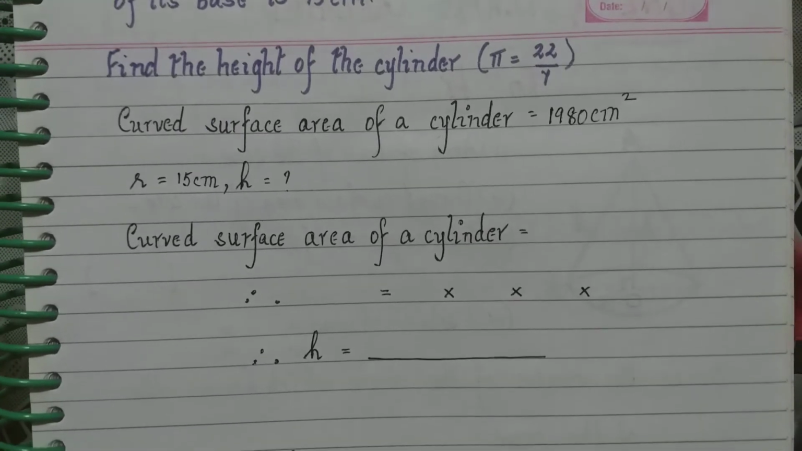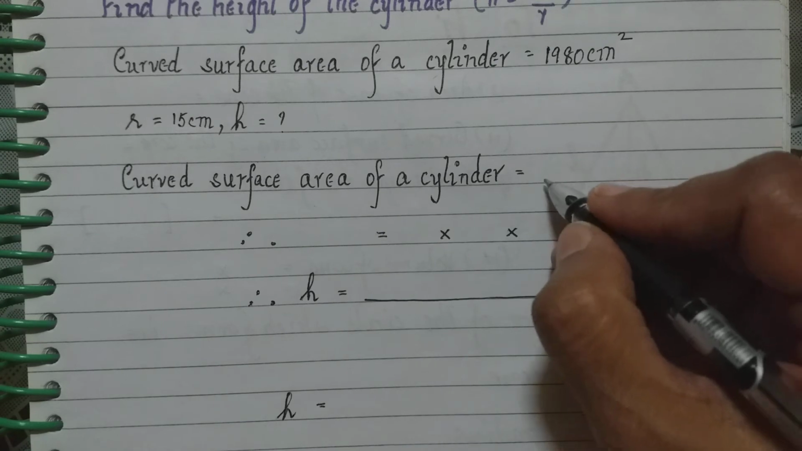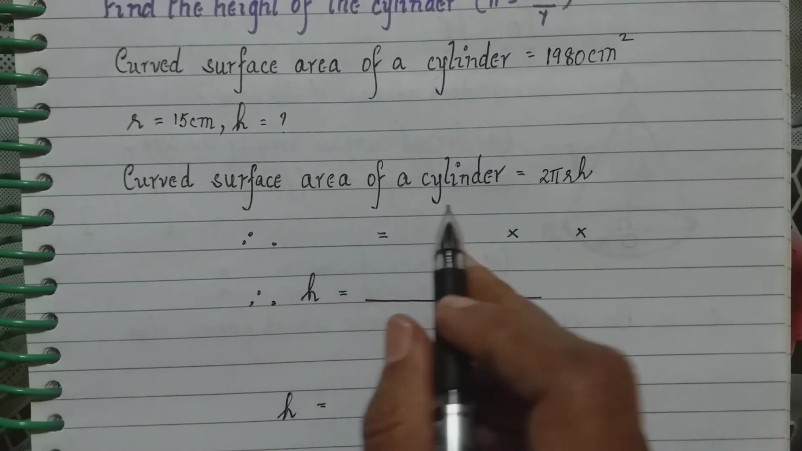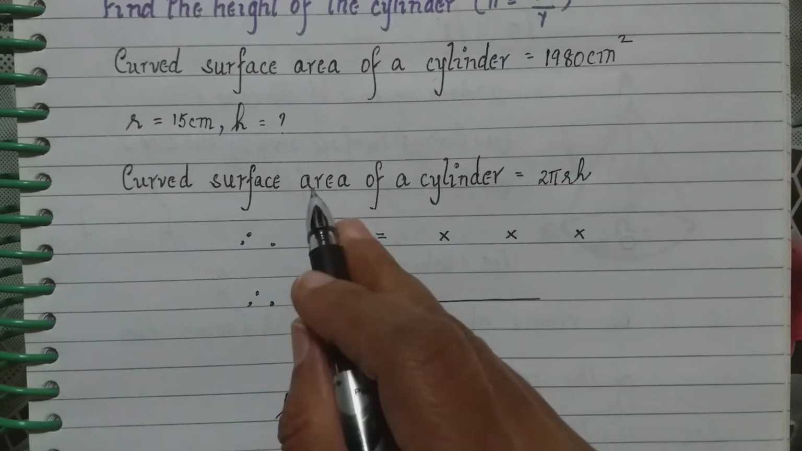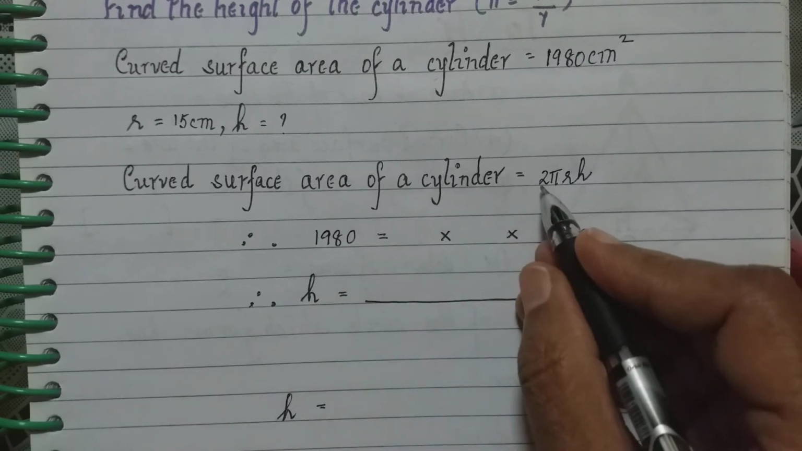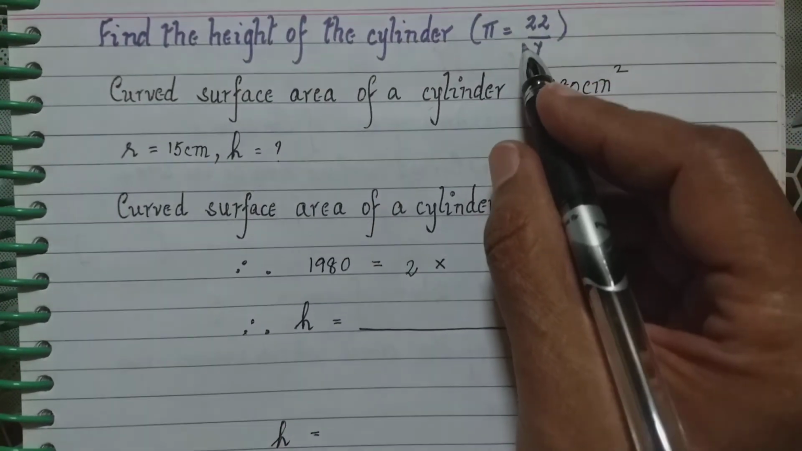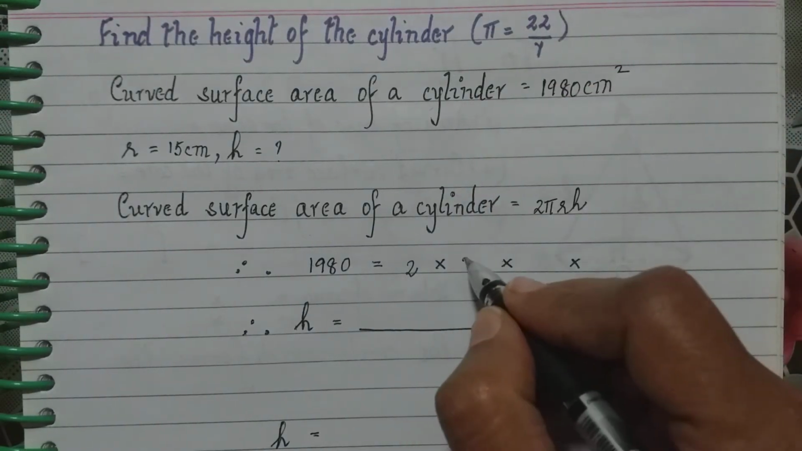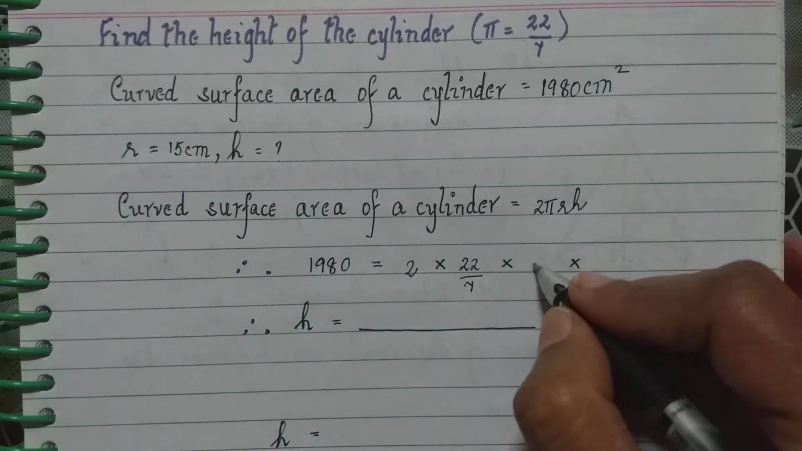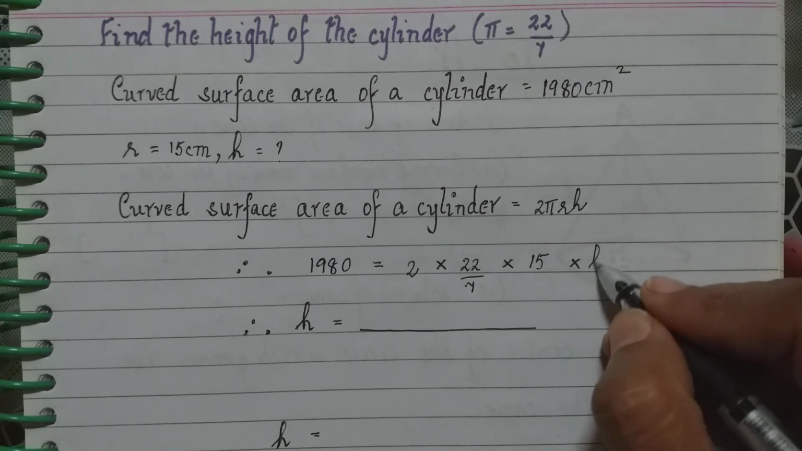Now the formula for curved surface area of a cylinder, as you have seen in the previous sum, is 2 pi r h. But curved surface area is already given. So in place of this we write 1980. 2 is written as it is. Pi is given to be 22 by 7, so we write here 22 by 7. R here is 15, so we write 15 here. H we do not know, write H as it is.